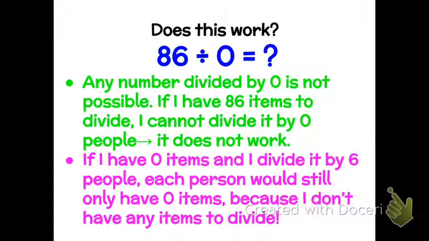If I have 0 items and I divide it by 6 people, each person would still only have 0 items because I don't have any items to divide. Whereas in this one, I have a lot of items divided by 0 people, so it would not work to be able to end up dividing that problem.